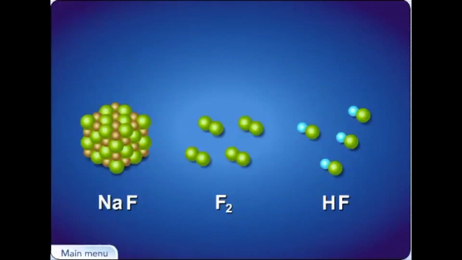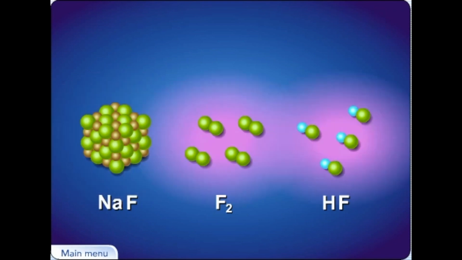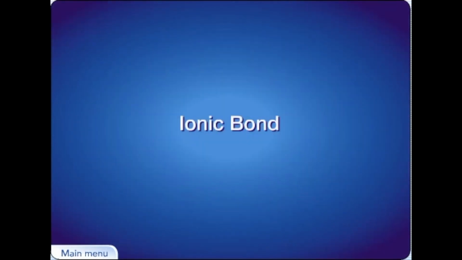When forming compounds, atoms tend to gain, lose, or share electrons to achieve a stable noble gas electron configuration, an octet of electrons. In ionic bonding, an octet is formed by transferring 1 or more valence electrons from one atom to another. In covalent bonding, an octet is formed by sharing valence electrons between atoms.